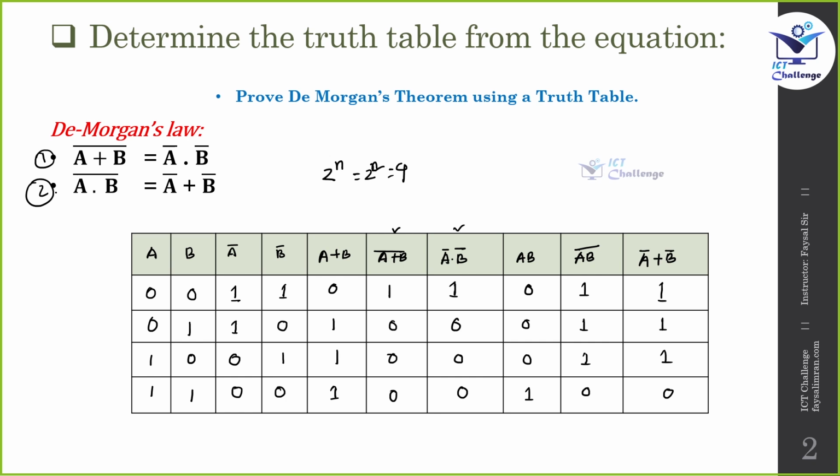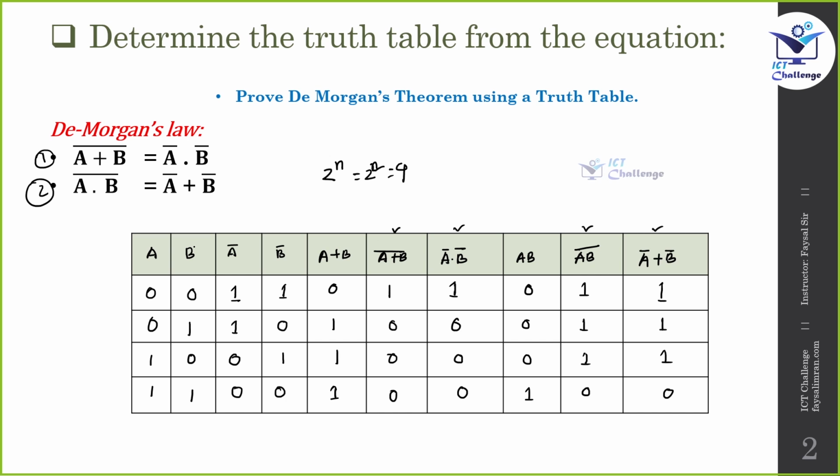Also for equation number 2, the left side is a into b whole bar, and the right hand side is a bar plus b bar. So here you will get a bar plus b bar. If you add those two columns, you will get 1 1 1 0. So you have to compare those two columns also. Here the value of ab whole bar is 1 1 1 0, and the value of a bar plus b bar is 1 1 1 0. That means those two columns carry the same value. So equation number 2 is also equal. So this is the proof of De Morgan's law.